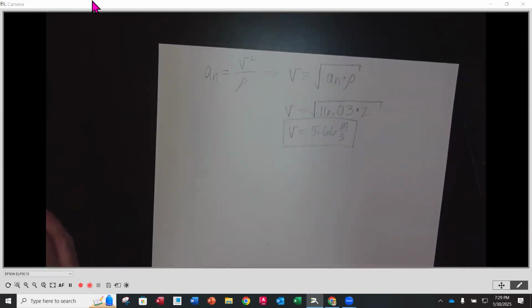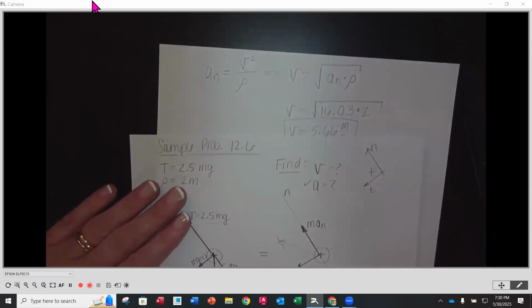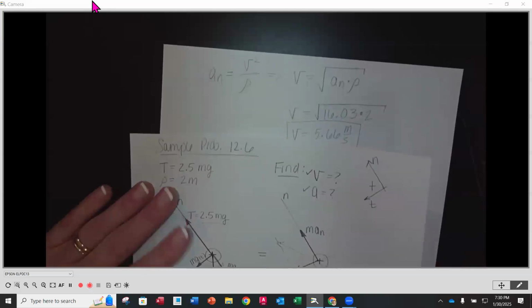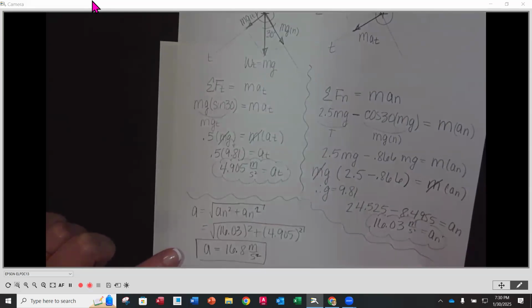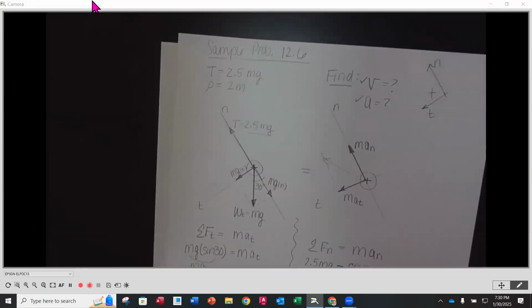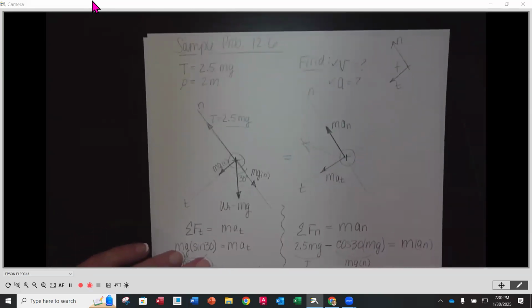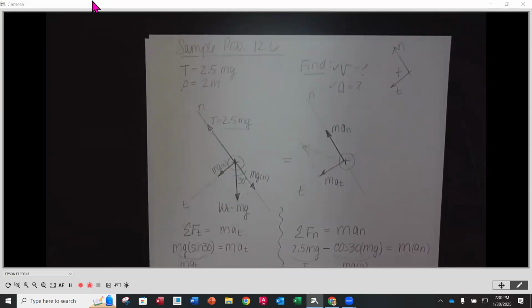Any questions on that? And that takes care of the things that we needed to solve for. So we needed to solve for the velocity, which we just did, and the total acceleration. And remember, total acceleration, we're adding this. The sample problem did not. Okay. So any questions at all on this last sample problem that we're looking at?